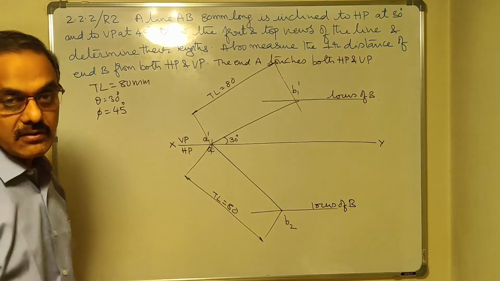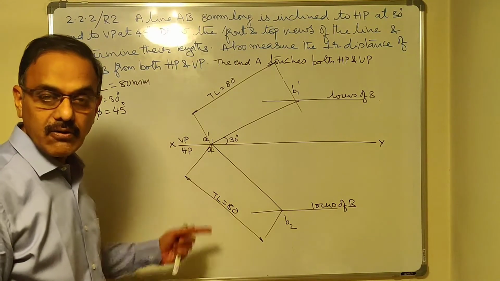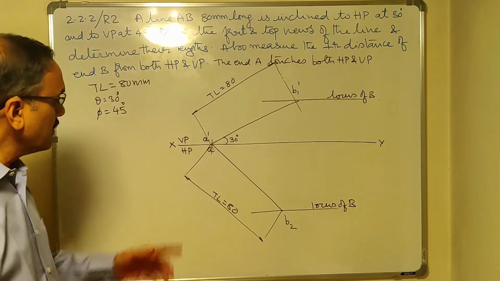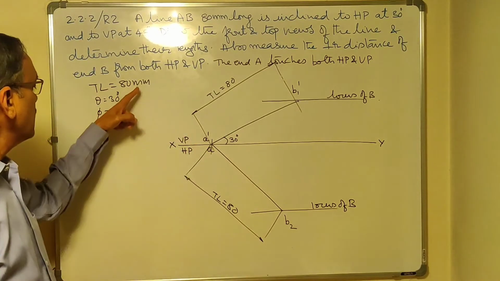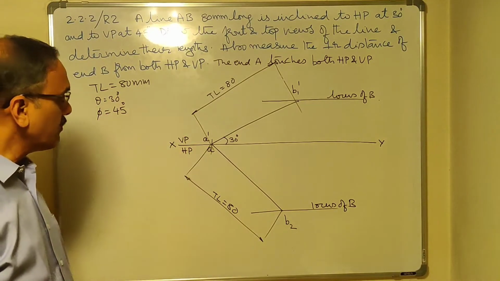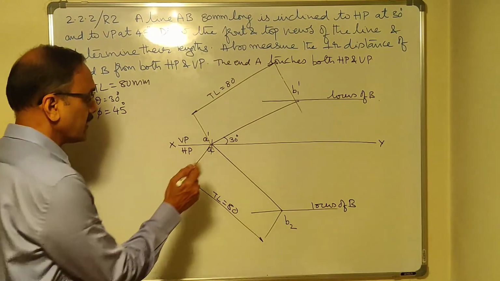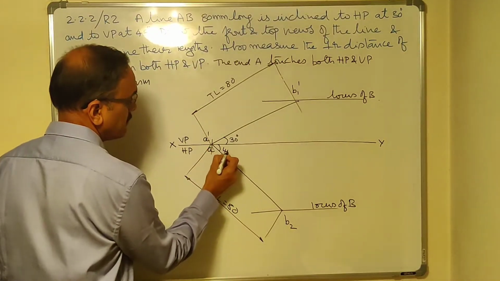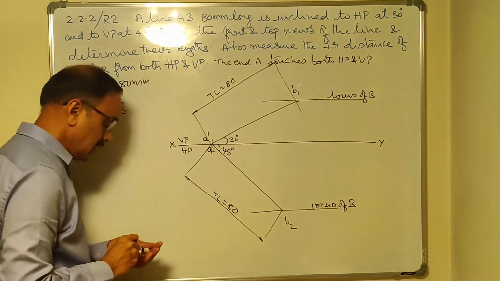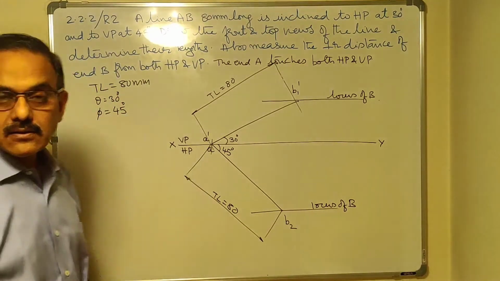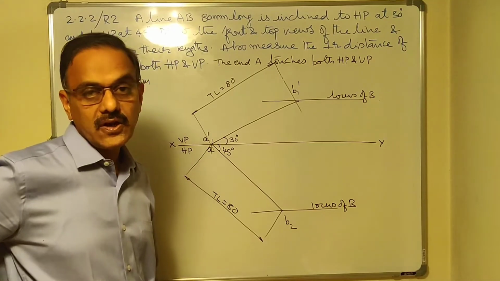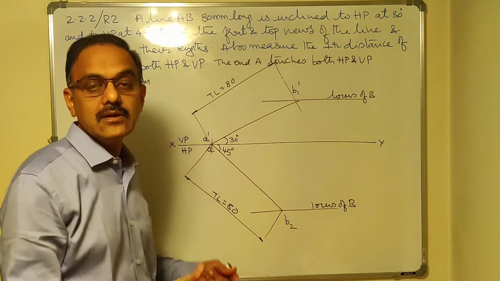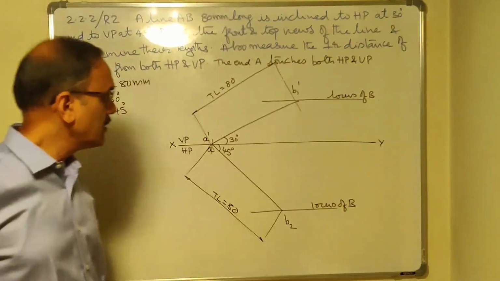This is what you are given. Whatever is given, I have drawn here. You are given that the point A is on VP and HP. You are given the true length as 80 and inclinations as 30 and 45. This is 45. Now what is your aim? Your aim is to get the top and front views. In other words, you have to draw the projections.